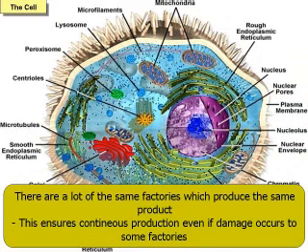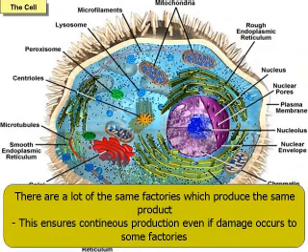Now, another thing about the cell, there are a lot of factories which produce the same product. In the human body, there are a large number of cells that produce the same product. Now this ensures continuous production even if damage occurs to some factories. So Allah teaches us to do something which is called backup systems, that you have something on standby. When something is damaged, the other can take its place.